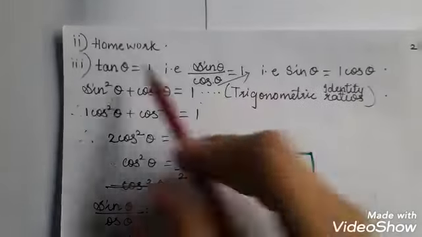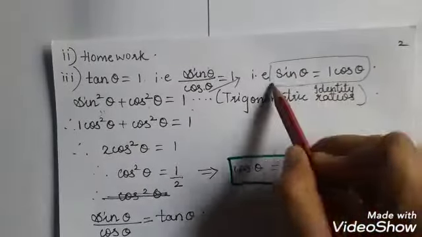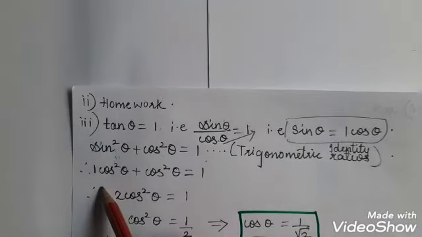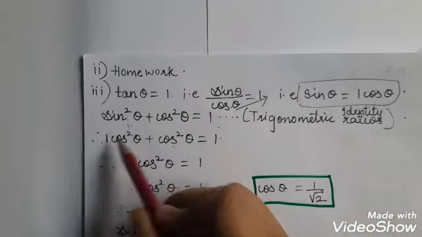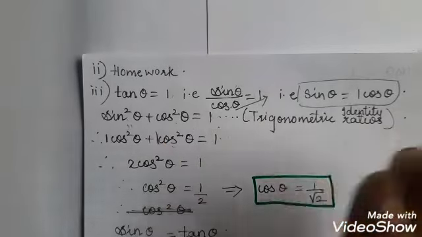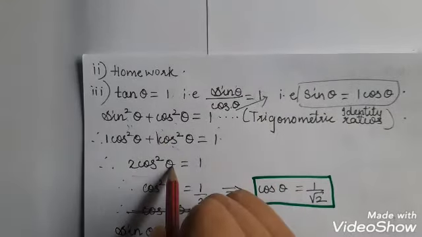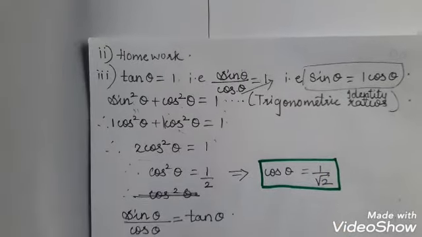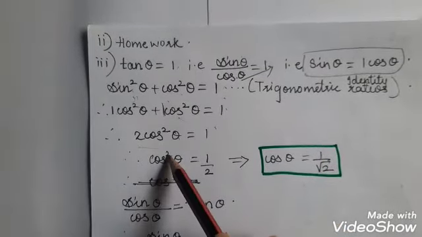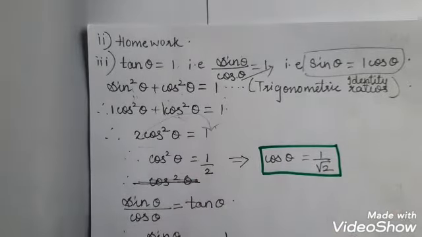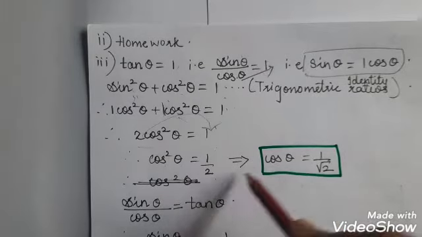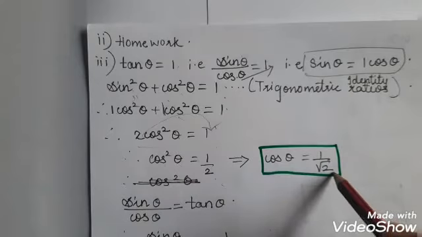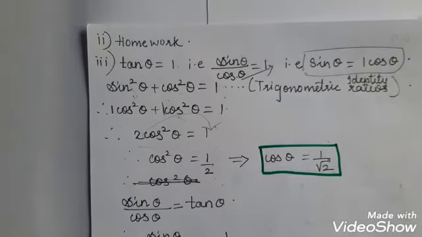Okay. So now in place of sin theta, I can substitute that as 1 cos theta. So sin square theta is 1 cos square theta plus cos square theta is equals to 1. So now here 1 cos square theta and here no number. That means it is assumed as 1 itself. So 1 plus 1 is 2 cos square theta is equals to 1. So therefore cos square theta is equals to this 2 you shift on other side. So that becomes 1 upon 2. So cos square theta is 1 upon 2. Therefore cos theta is taking square root on both the sides. You get 1 upon root 2.